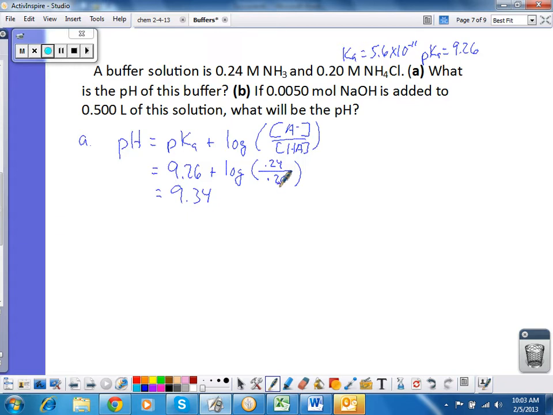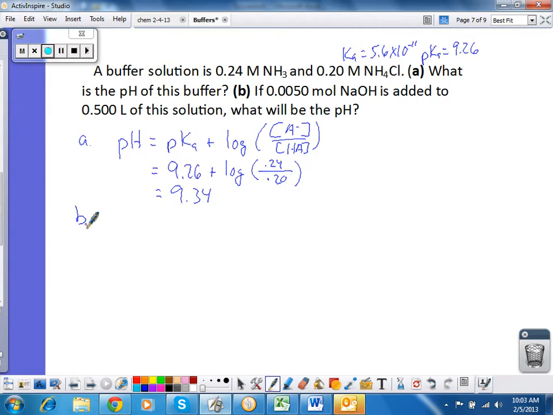Okay, so one of the things we want to show is that when you add a strong acid or a strong base to a buffer solution, the pH is not going to change very much. So that's what we're doing in part B. When we start looking at questions like part B, I'm adding NaOH. NaOH is a strong base. So first of all, that means I'm going to have a left to right equation, because whenever I have a strong acid or a strong base reacting, the equation is left to right.